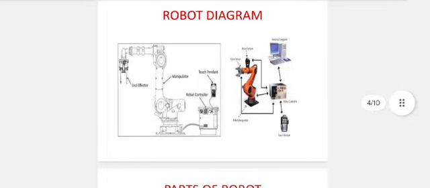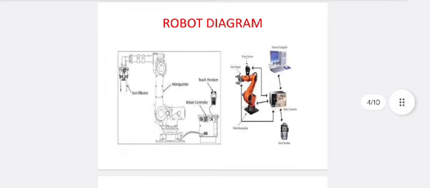Second one, robot diagram. The robot diagram mainly has four different parts: end effector, manipulator, robot controller, and teach pendant. The teach pendant controls all the devices. The end effector holds the working pieces to be placed in the end effector. The manipulator controls the end effector. The robot controller controls all parts of the robot.